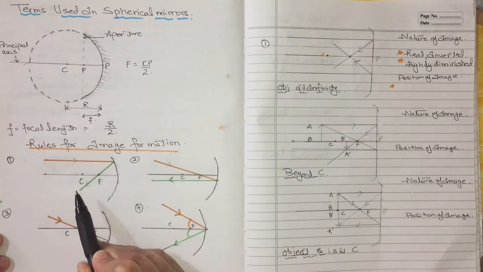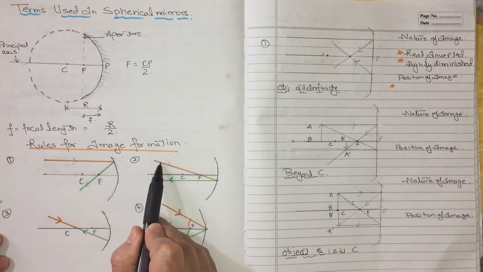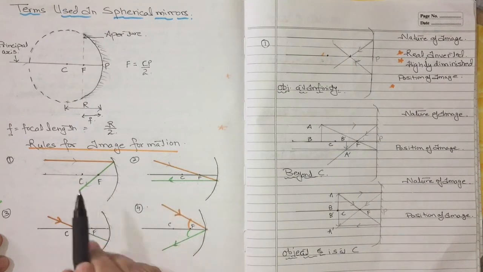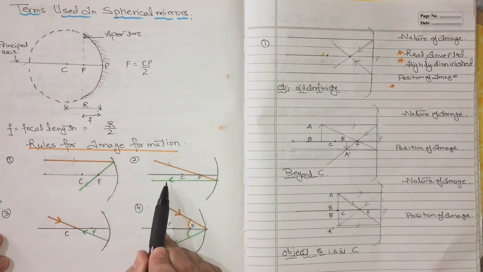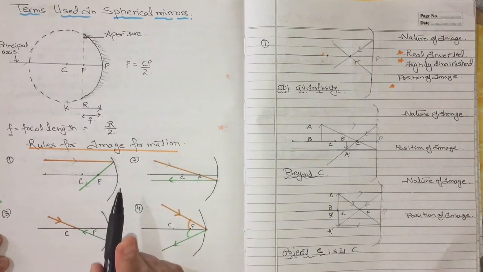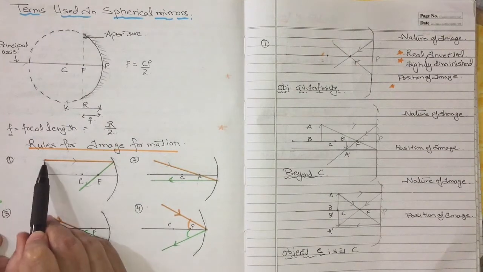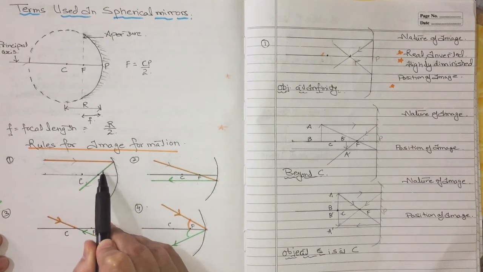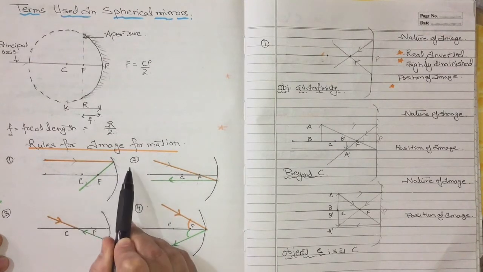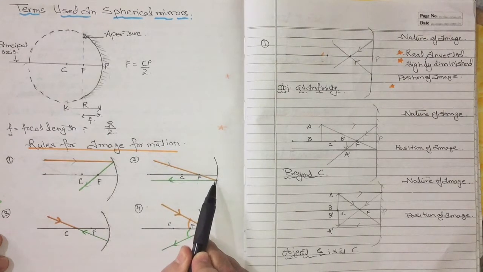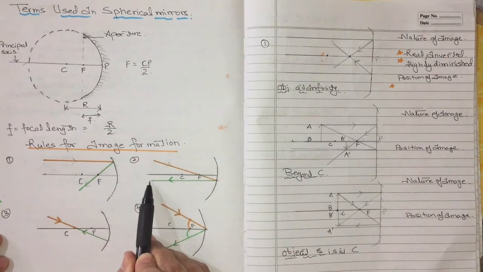The second rule says if a ray is passing through the focus, after reflection it will be parallel to the principal axis. So rule 1 and rule 2 are exactly opposite to each other. Clear? I am repeating it one more time. Rule 1 says if a ray is parallel to the principal axis, after reflection it passes through the focus. Rule 2 says if a ray is passing through the focus, after the reflection it will be parallel to the principal axis. Okay.